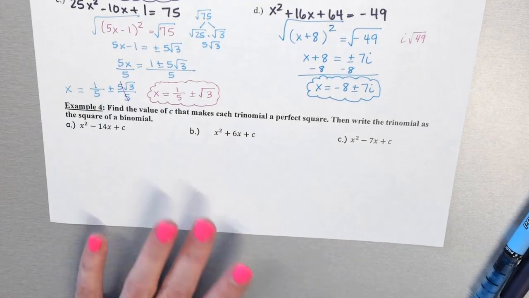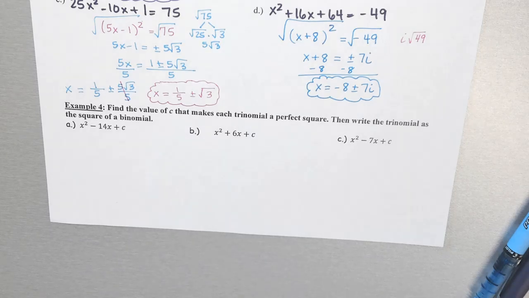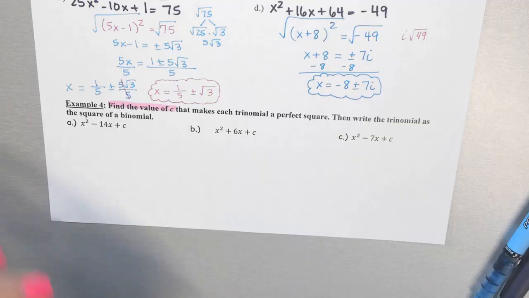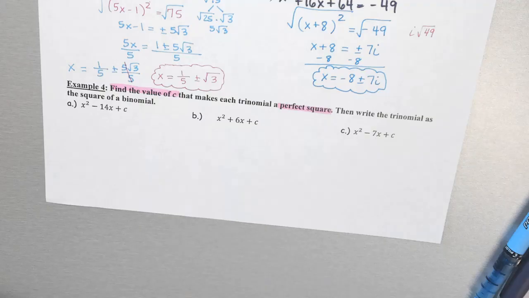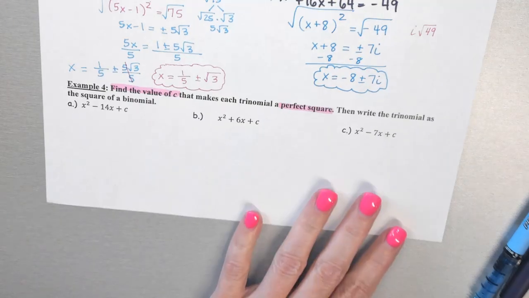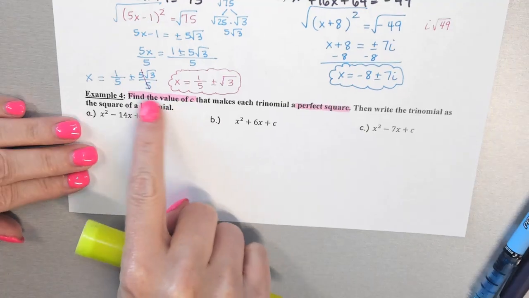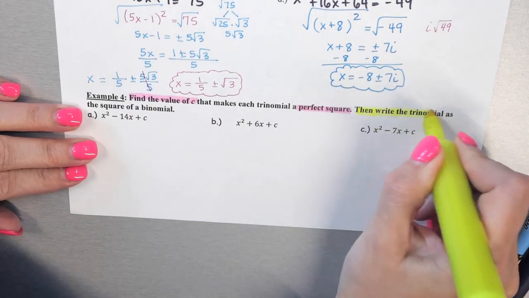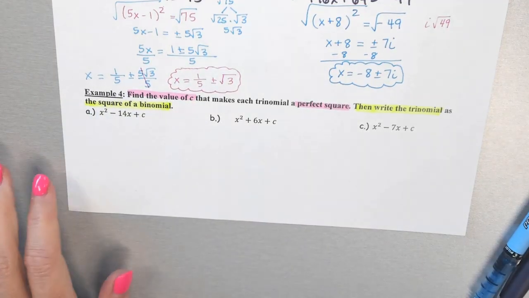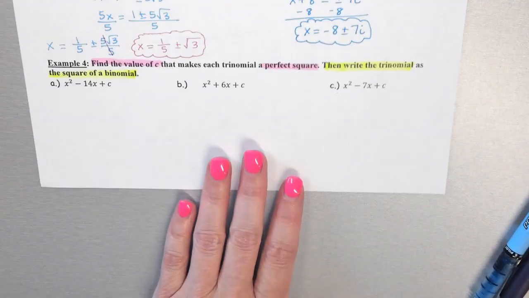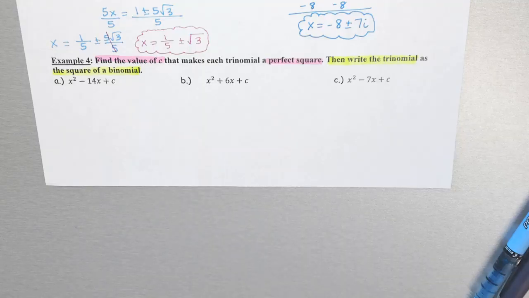All right, nice work. In example 4, it says find the value of c that makes each trinomial a perfect square. Then write the trinomial as the square of a binomial. So we're doing two things. We're finding the value of c, then we're writing the trinomial as the square of a binomial. That really has a lot of big words in it, doesn't it? So a trinomial is just 3 terms. Okay, a binomial is 2 terms.